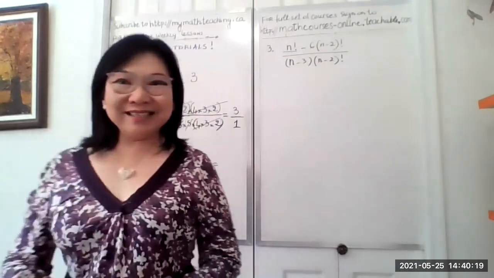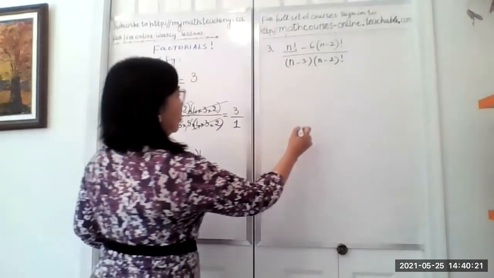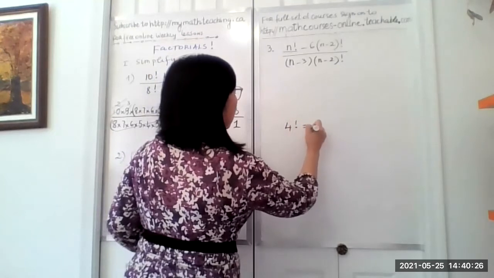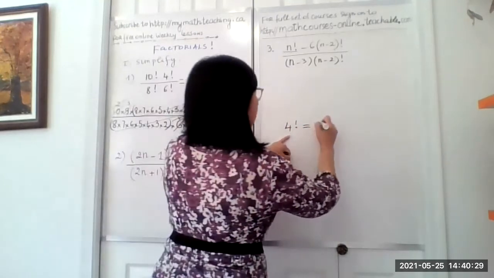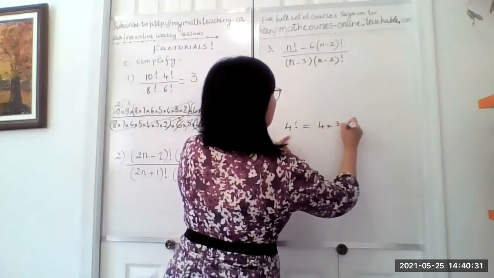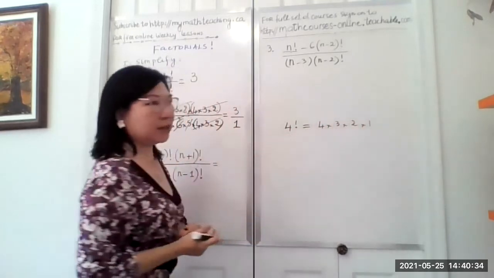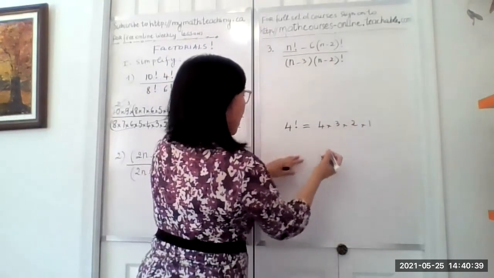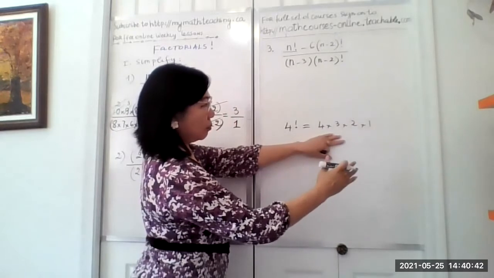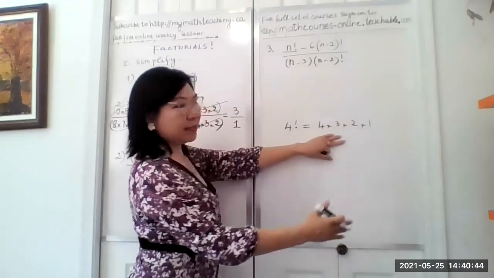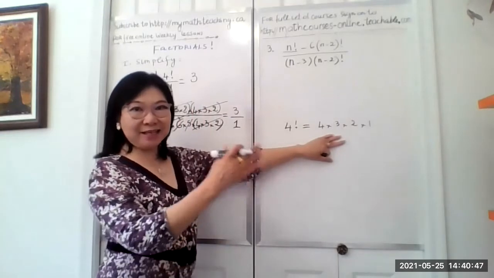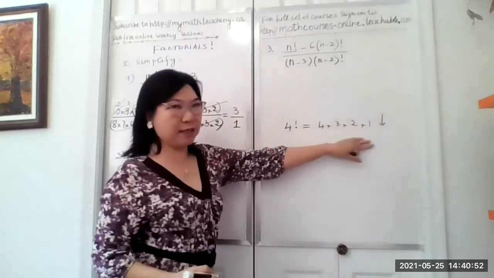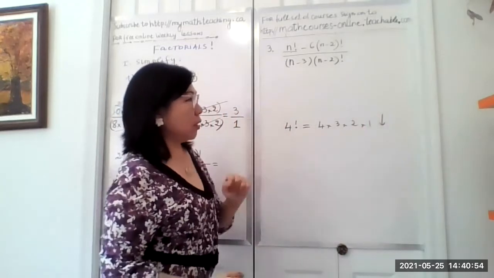Let me give you a hint, right? First of all, you have to understand if you have 4 factorial, you can express this as 4 times 3 times 2 times 1, just like we did on the first question. So this pattern is going down by one level. We call it descending order, right? Descending order is going down. So I'm going to put the arrow going down as a descending order. 4 times 3 times 2 times 1.